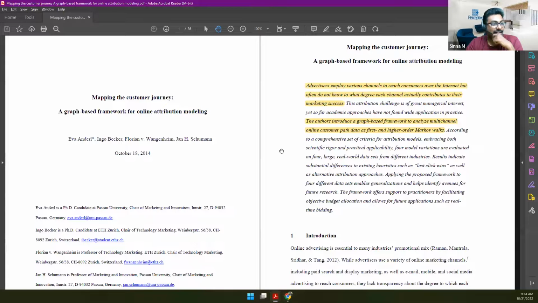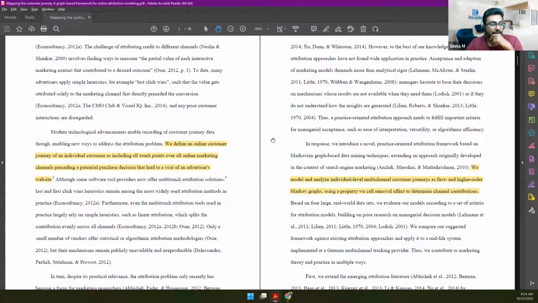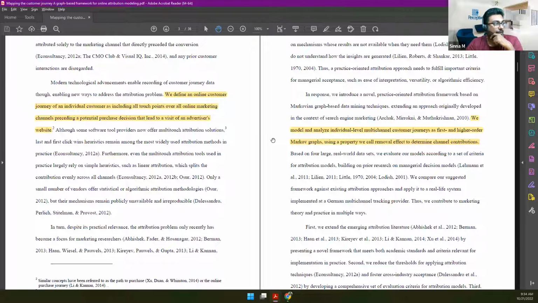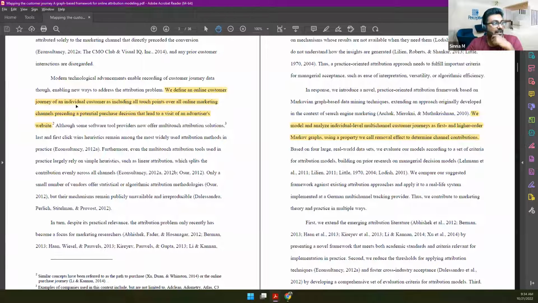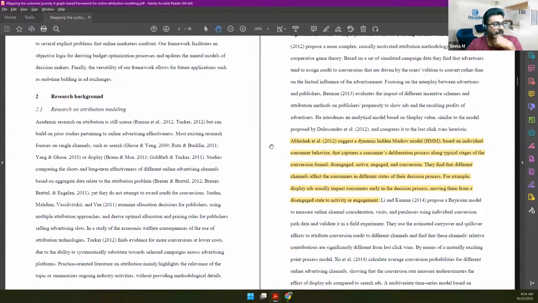Go ahead, Sina. So this is research that uses Markov chains to model marketing attribution. You can define an online customer journey of an individual customer as touch points over all the marketing channels. The ultimate result in this chain would be either a conversion, meaning the customer buys something, or not a conversion. Like injury and no injury, here there are two results, conversion and null. So this is some research background that they've done.